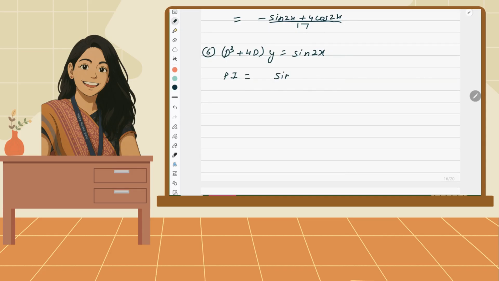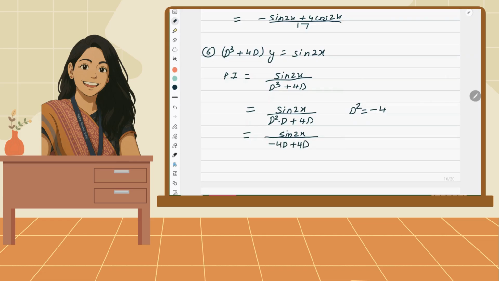PI is sin 2x upon d cube plus 4d. Now this I can write as sin 2x, d cube is nothing but d square into d plus 4d, right? Now in this case d square I should put as minus 4. Coincidentally all questions are coming with d square is minus 4 only. Anyways, even if it is 3x we can put minus 9. So sin 2x upon minus 4d plus 4d.